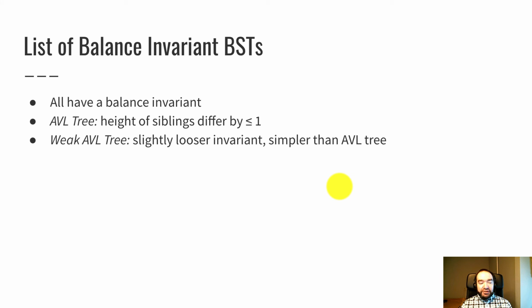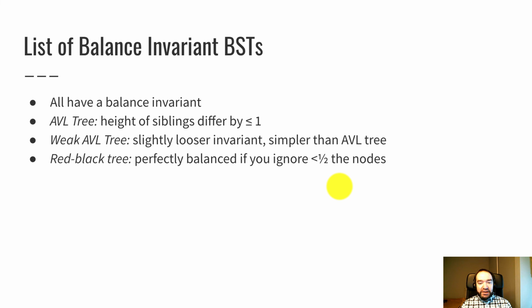A weak AVL tree is a newer rendition of the AVL tree. It has a slightly looser invariant. It's a little bit more flexible, and it ends up being simpler for that. The red-black tree is a self-balancing tree that has an invariant defined in terms of node colors. Every node is colored red or black, and basically the red ones don't count for balance purposes, and only less than half of the nodes are red, and the black nodes are perfectly balanced. So basically, if you ignore half of the nodes, it's a perfectly balanced tree.